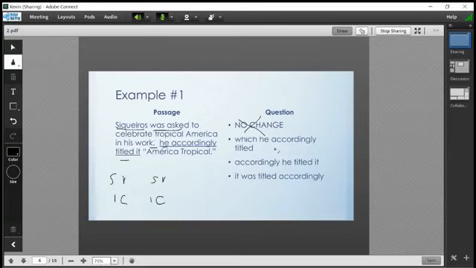Now let's focus on what would come after. Again, let's look for subjects and verbs, nouns, pronouns, and verbs. He, titled: subject, verb, pronoun, verb. He titled, same thing, and then I have it was titled. So in all of these, I do have the subject and verb that comes after. So how am I going to know which is the right one?